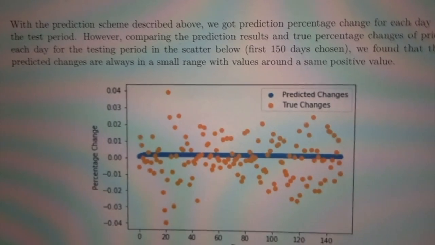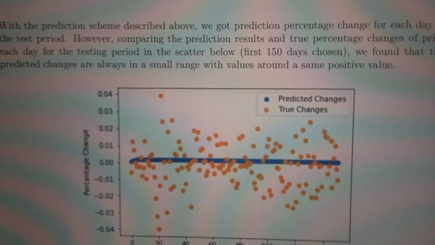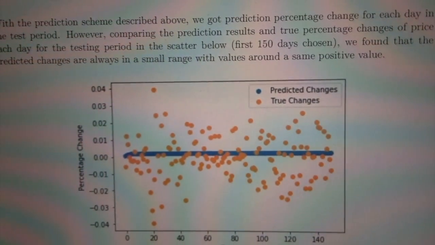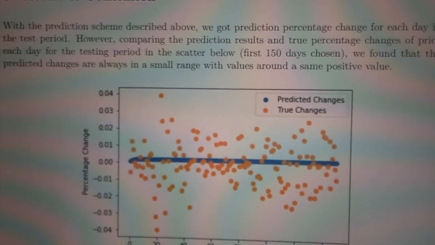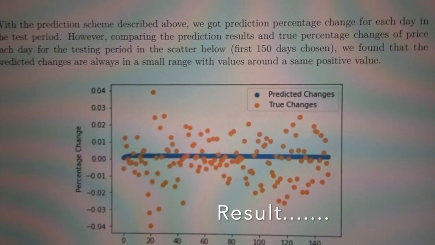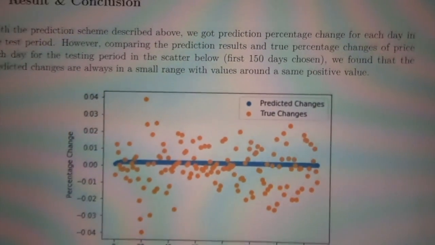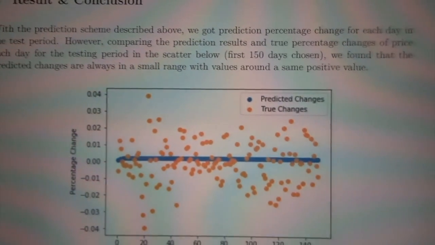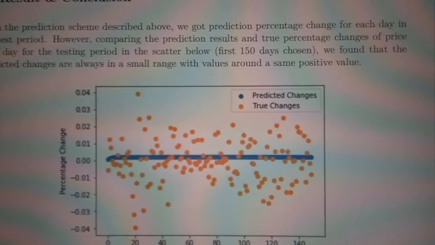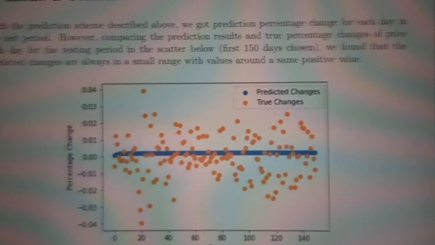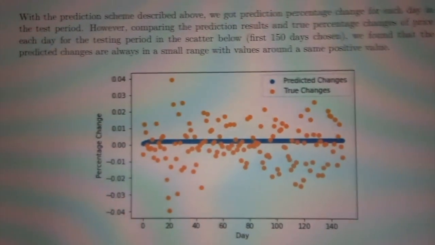So here is a scatter plot for our results. The orange dots are the true values, and the blue dots are the predicted values. This is just part of the time; we chose 150 days to show this graph. But as we can see, there's a big problem because the predicted values are always very close to the mean of the true values, and it's always in a small range and doesn't change. So this indicates that there's a problem in our model.